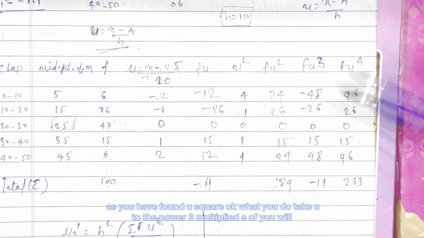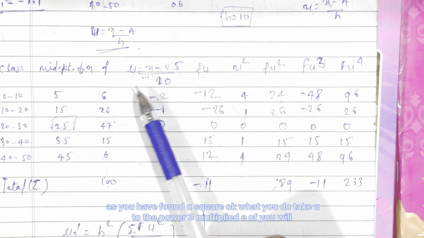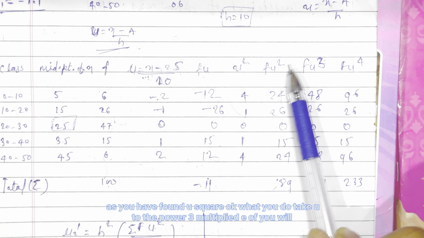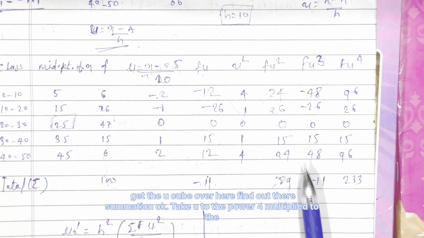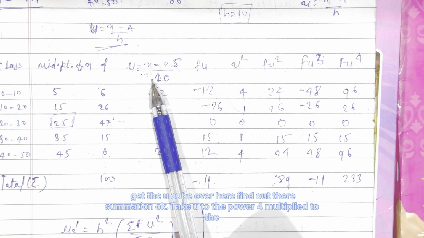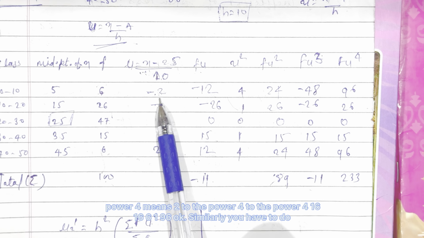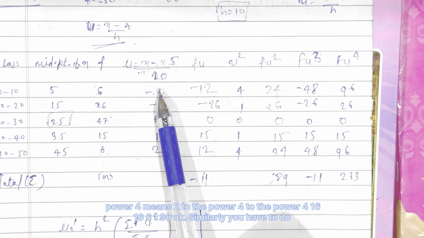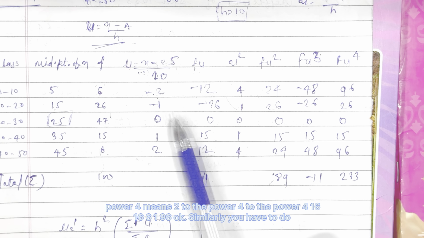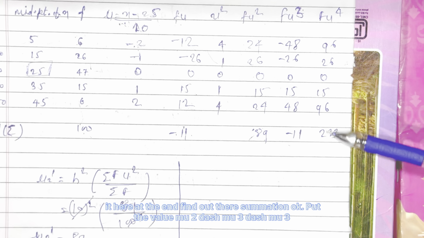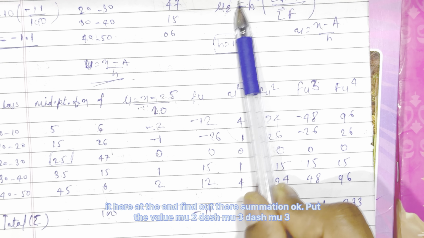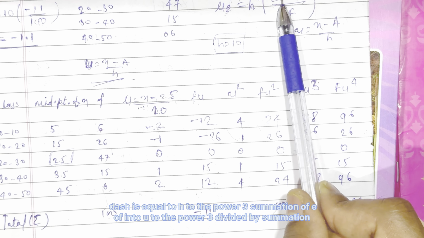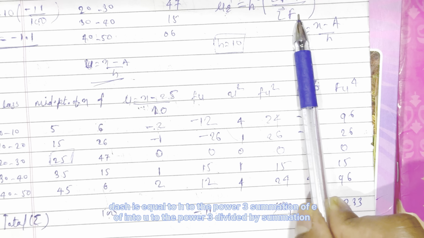As you have found u square, take u to the power 3 multiplied by f, and you will get f into u cube. At the end find their summation. Again take u to the power 4 multiplied by f. U to the power 4 means 2 to the power 4, which is 16, 16 6s are 96. Similarly you have to do it here. At the end find their summation. Now put the values: mu3 dash is equal to h to the power 3, summation of f into u to the power 3, divided by summation of f.